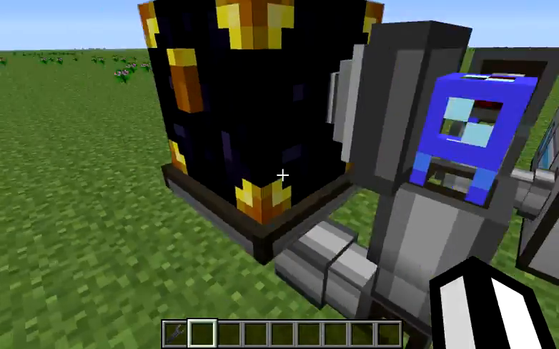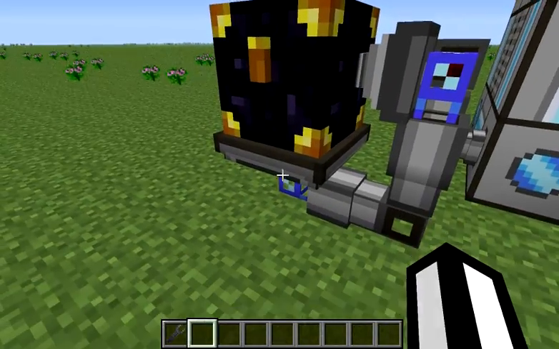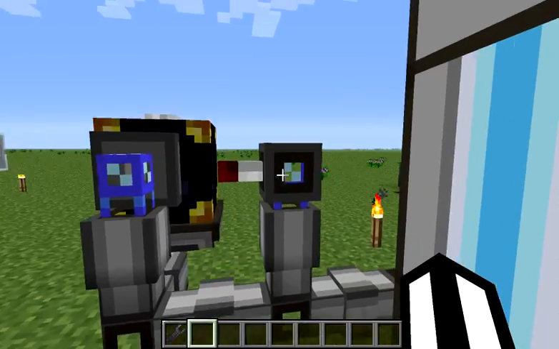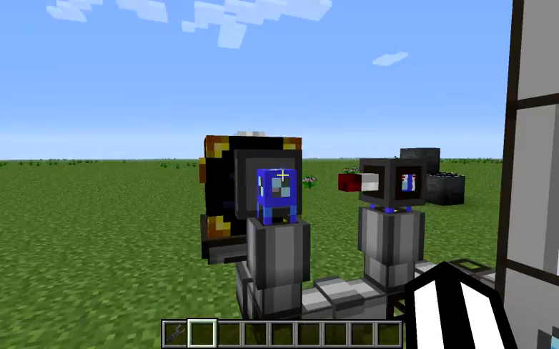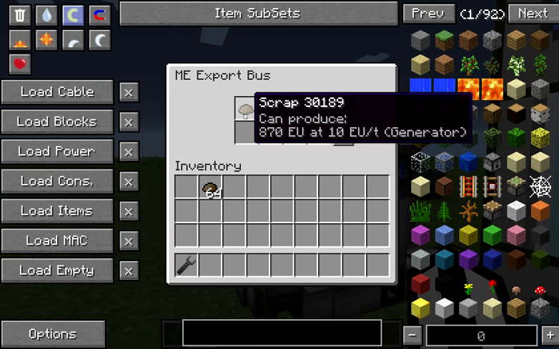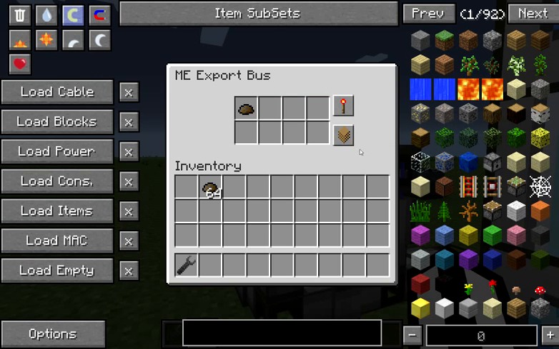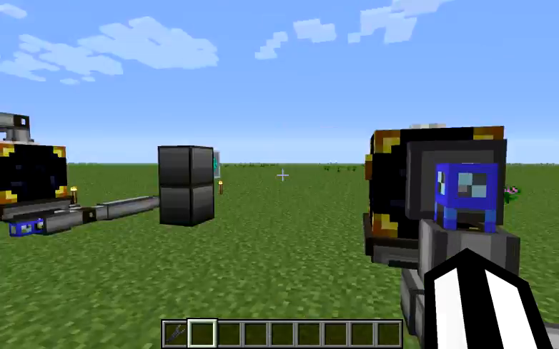The way this is working is we also have a storage bus on our primary network. As soon as the sword is placed into this chest, our primary network is aware of it, and it just has a level emitter over here. If there is a sword in the network, we do not export scrap, but if there's no sword, then we export scrap a stack at a time.